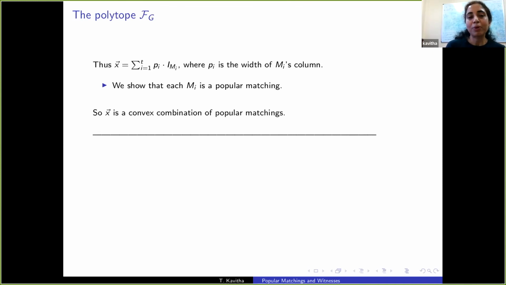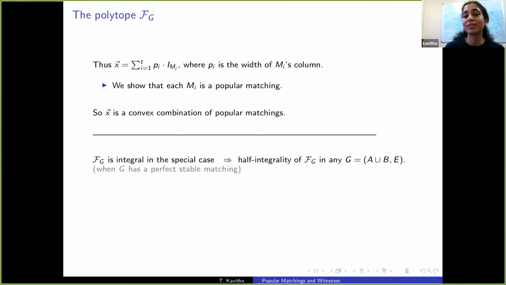So this popular fractional matching can be written as a convex combination of popular matchings, which was not the case in that example we saw. That's because G has a perfect stable matching here. In that example, there was no perfect stable matching. So in this special case, in fact, the popular fractional matching polytope is integral.